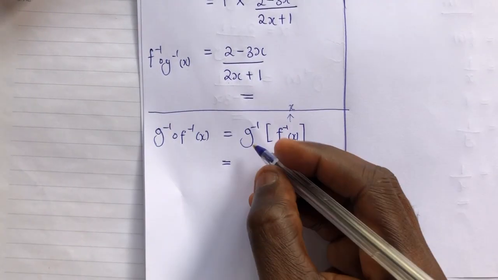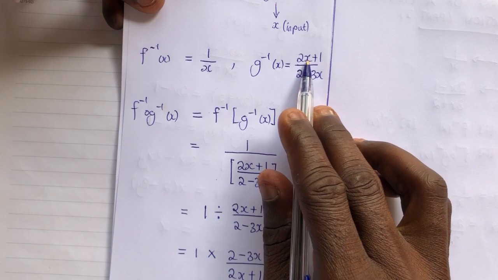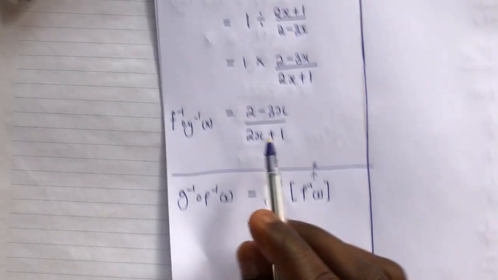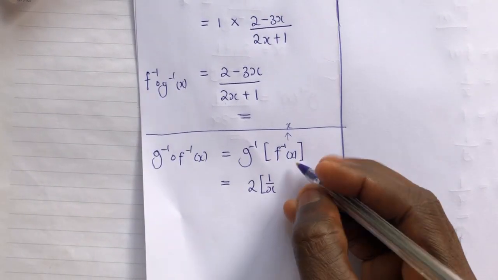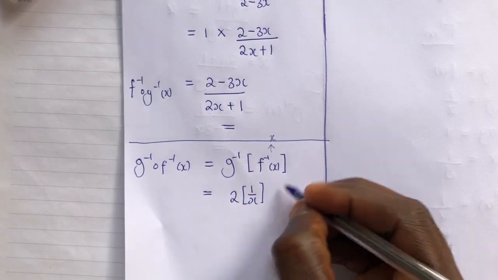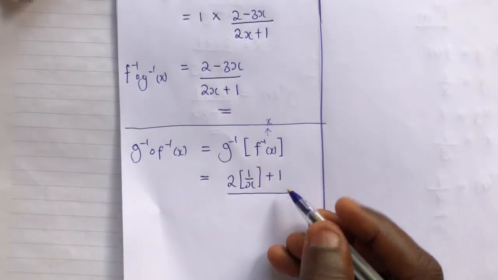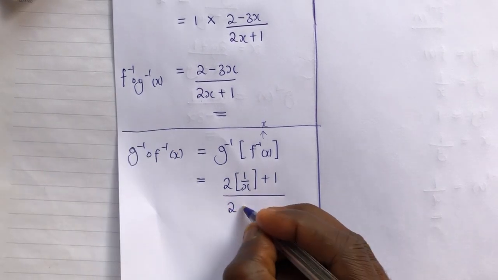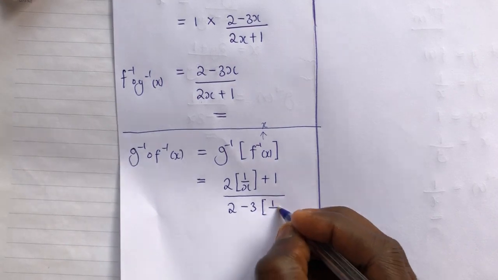So now where is our g inverse of x? This one. So we have 2x plus 1, and x stands for what? F inverse. F inverse is what? 1 over x. So 2 times 1 over x, I close my bracket, plus 1, and we divide through by 2 minus 3 times 1 out of x.